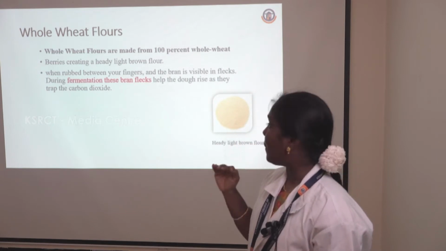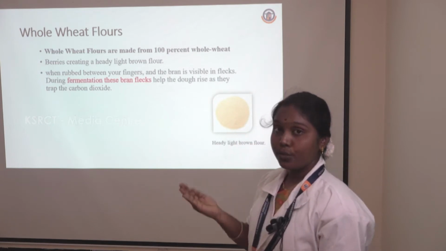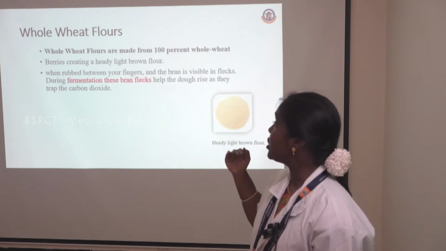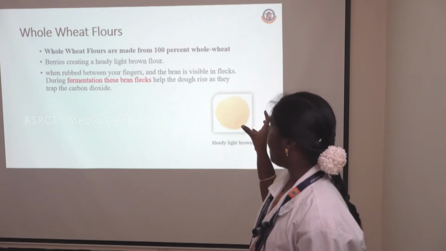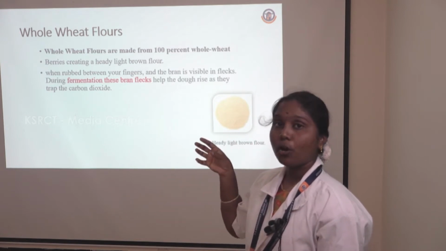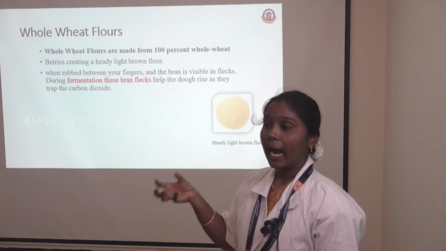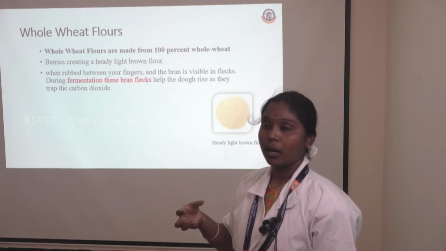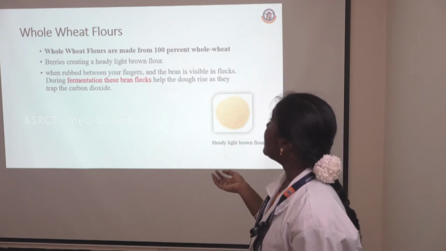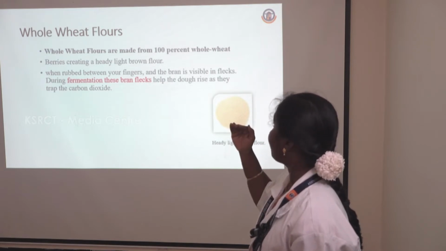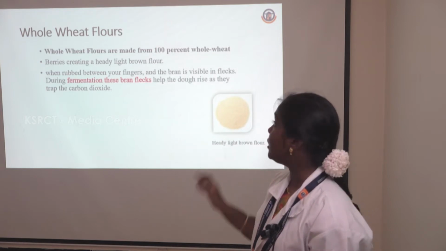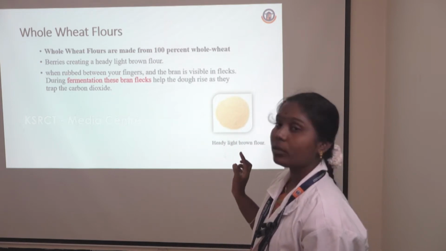During the fermentation process, the bran is involved, and fermentation causes the dough to rise. So whole wheat flour is involved in the fermentation process. As all of you know, microorganisms are involved in fermentation. The microorganisms utilize starch molecules and convert them into carbon dioxide and alcohol. This helps the rising of the flour, and at the same time it traps the carbon dioxide. So the rising process happens with whole wheat flour. This is the method by which whole wheat flour rises in the product.